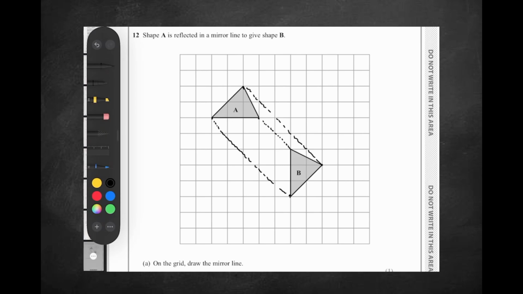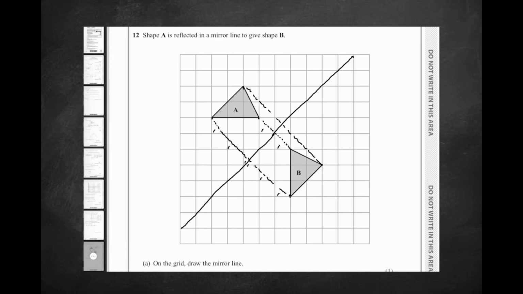So our mirror line is going to be just here. We also need to make sure that our mirror line is the same distance away from both shapes. So as you can see, there's 1 square here, 1 square here, 1, 2 and a half, 1, 2 and a half here. So that will be our mirror line.